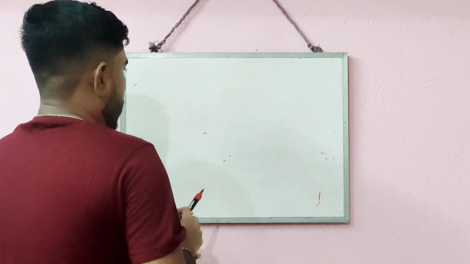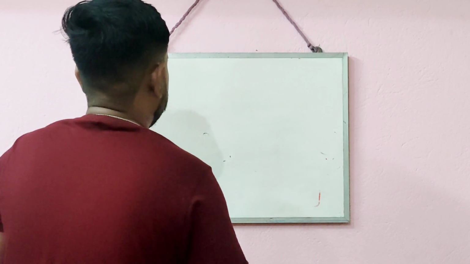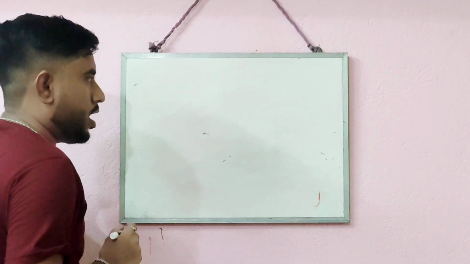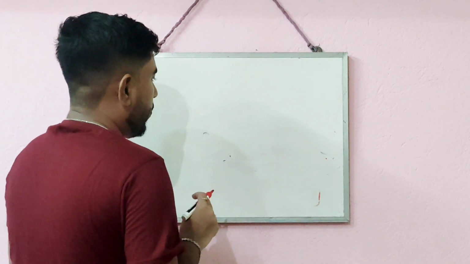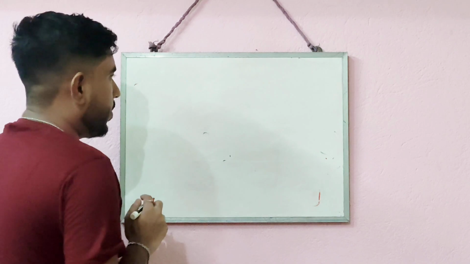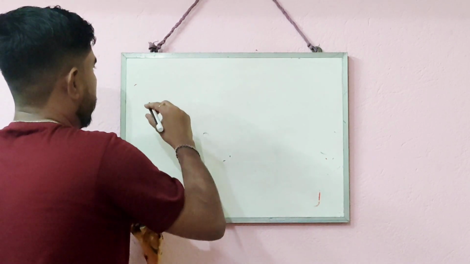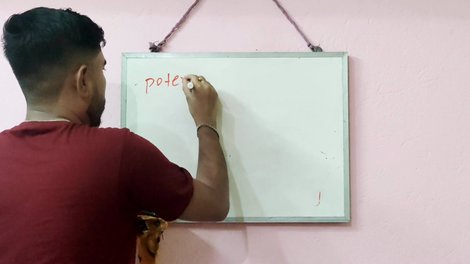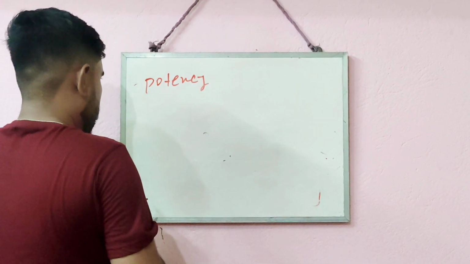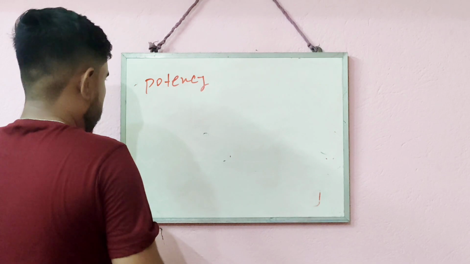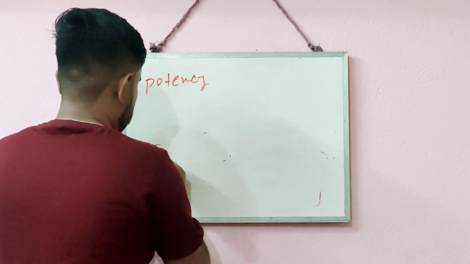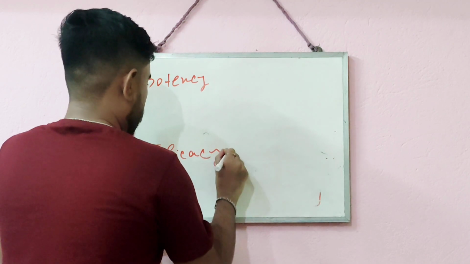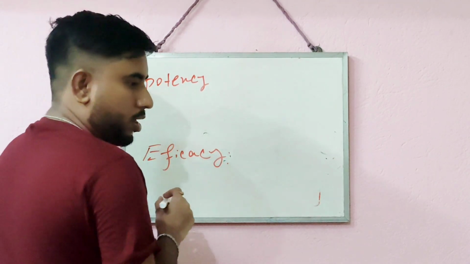So next, we have to study the DRC, or dose-response relationship. We have to know about two terms that you have to remember before going into the main topic, that is potency and the second one is efficacy. So what is potency and what is efficacy?